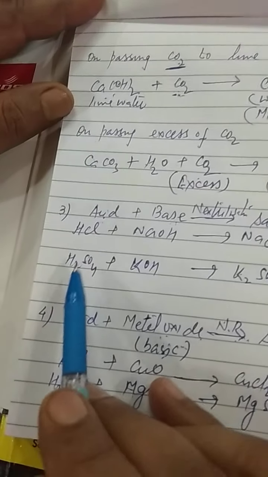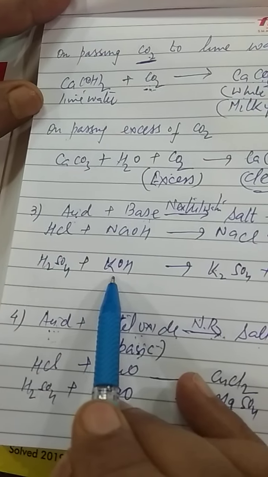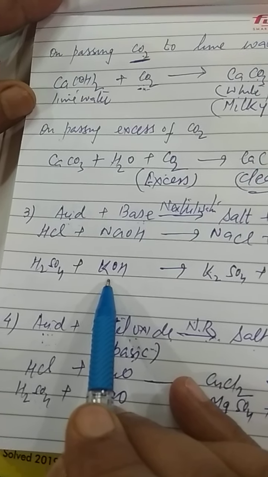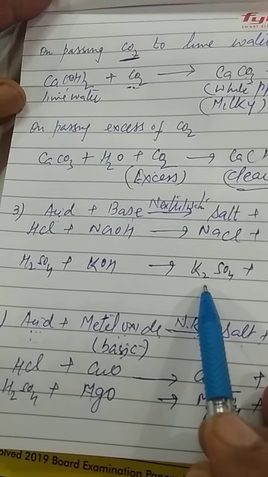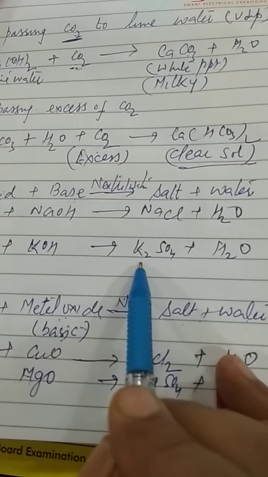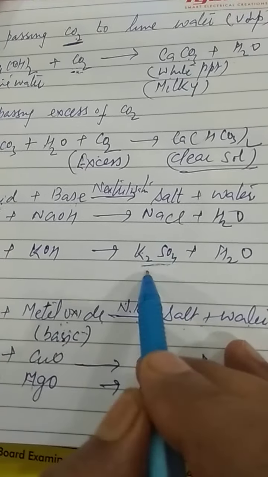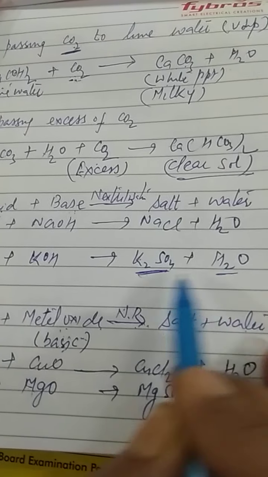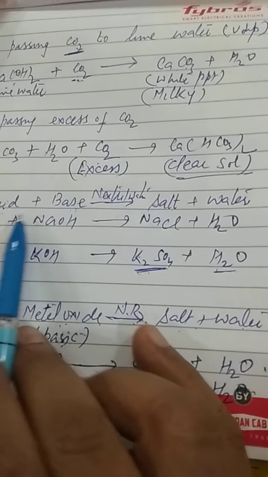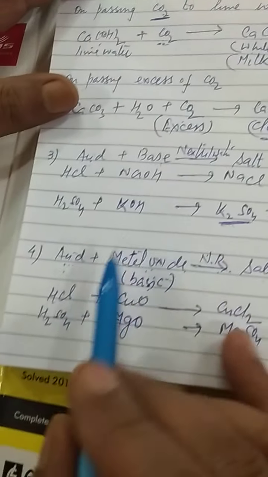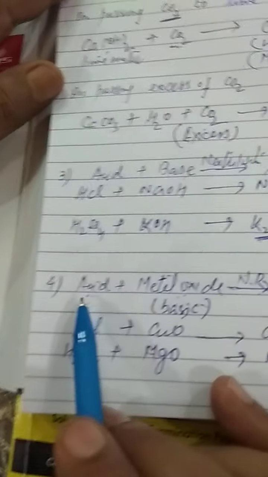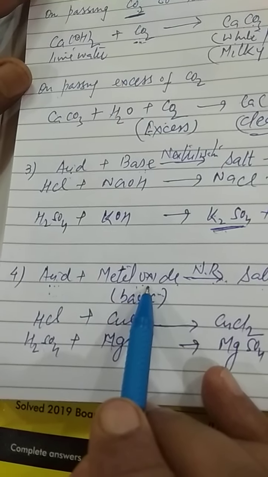Take another example, sulfuric acid plus the base KOH, potassium hydroxide, gives you K2SO4 plus water. Salt, potassium sulfate, instead of chloride it's a sulfate salt, plus water. Salt and water. So whenever an acid reacts with a base, it forms salt and water. The next reaction, the next chemical property, how acids react with metal oxide.